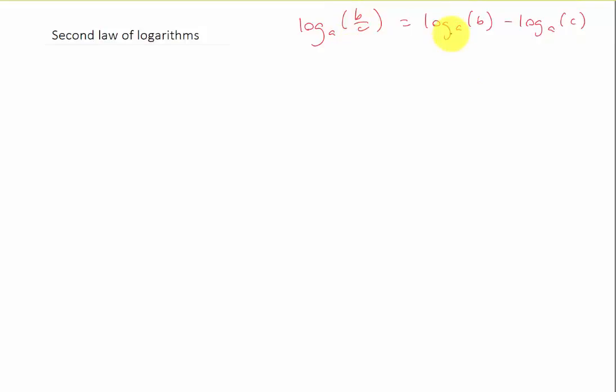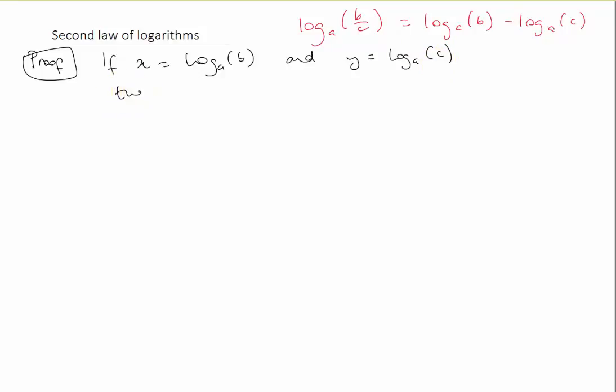That is quite reminiscent, I think you'll agree, of, again, the laws for dealing with exponential numbers. So again, we're going to go through the proof, but I don't expect you to remember it. So again, we say x is equal to log base a of b, and y is equal to log in base a of c.